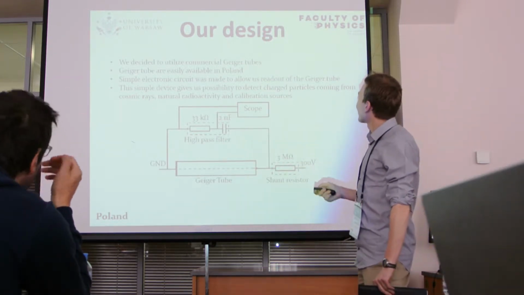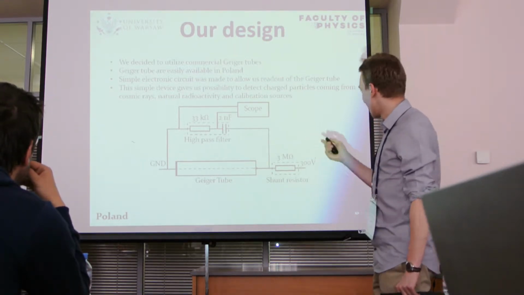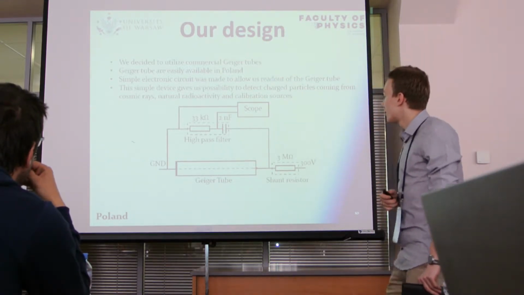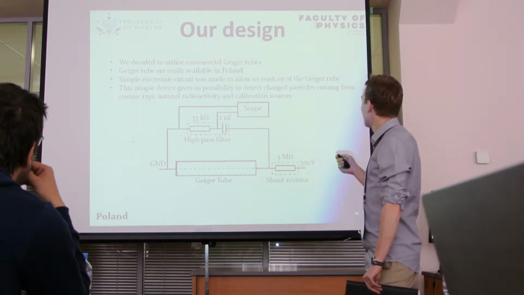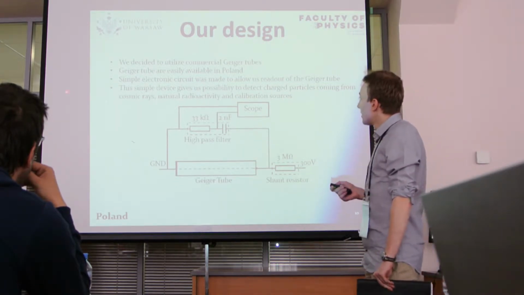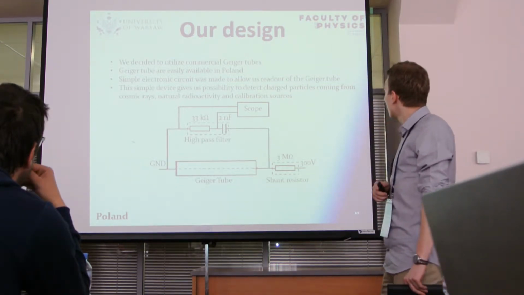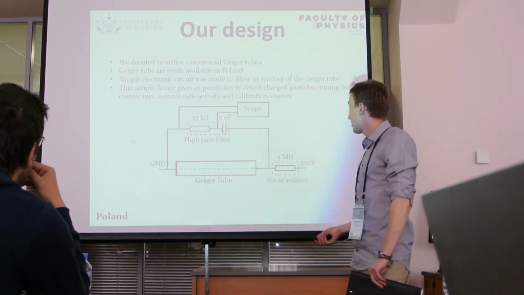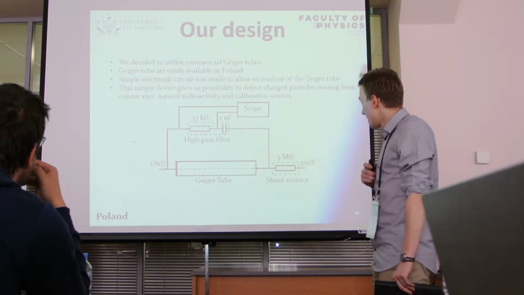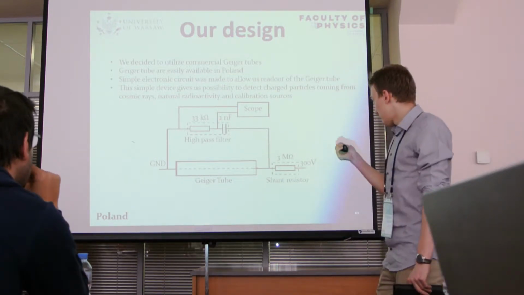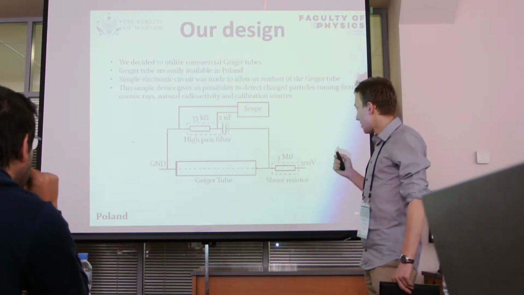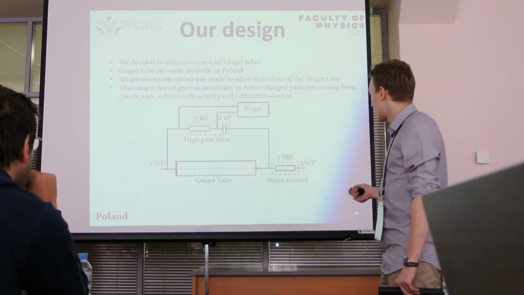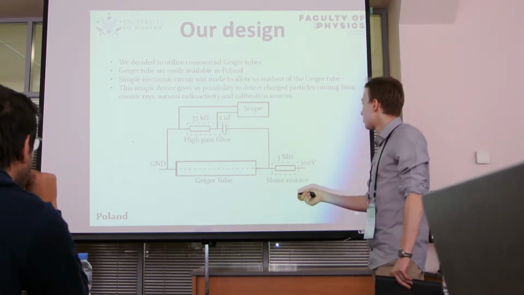We built simple electronic circuits that allow us to make a readout of the Geiger tube. This simple device gives us the possibility to detect charged particles coming from the cosmic rays, neutral radioactivity, and calibration sources. As you can see on the scheme, it consists of the shunt resistor, high-pass filter, and Geiger tube, and to the Geiger tube there is applied high voltage.